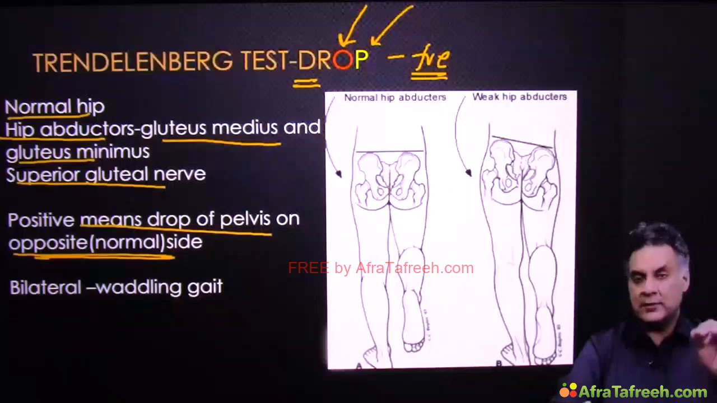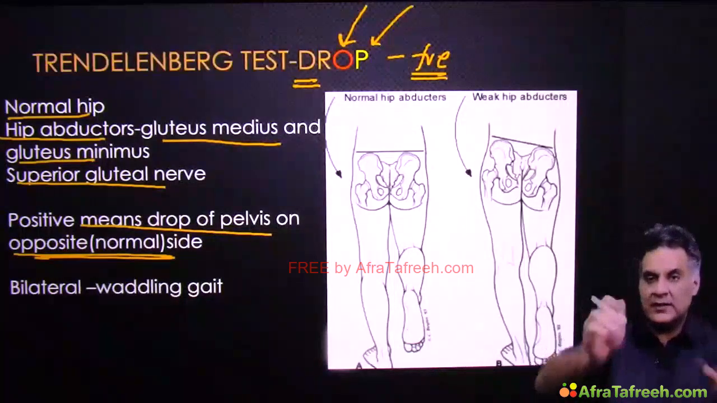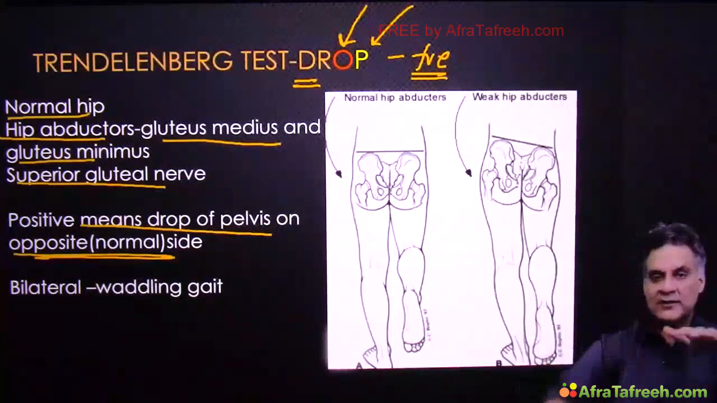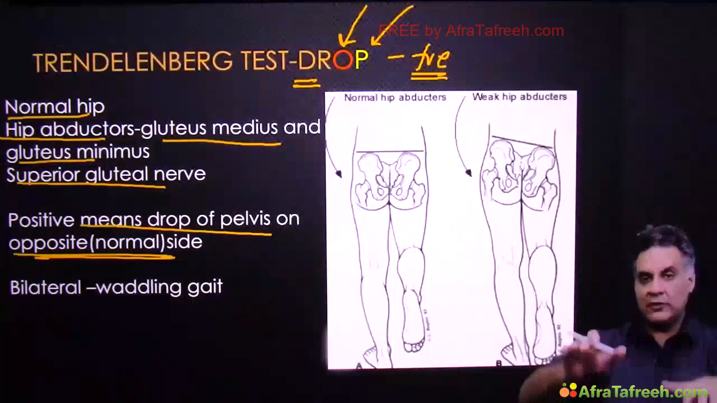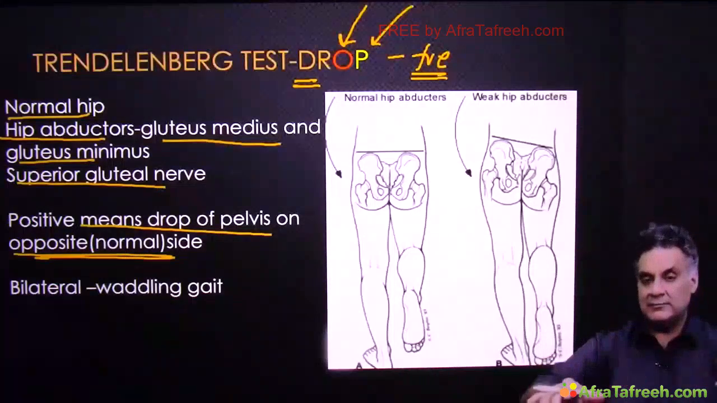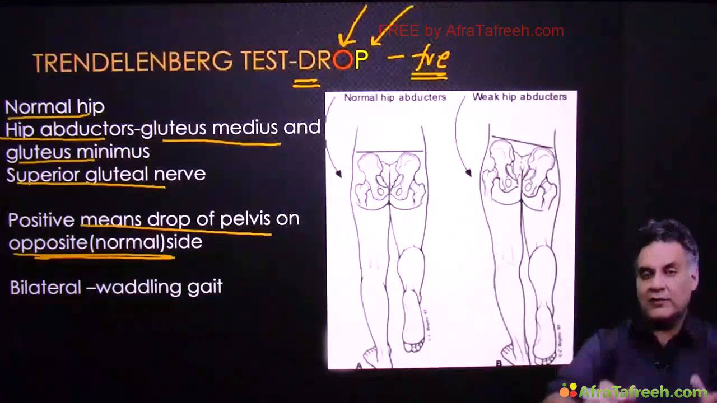When it's positive on both the sides, that's how it drops. You bear weight on the right, left drops, left, right drops. So this is called as a waddling gait, duck waddles. So bilateral diseases, bilateral Trendelenburg test positive, waddling gait. Hot favorite of the examiner.